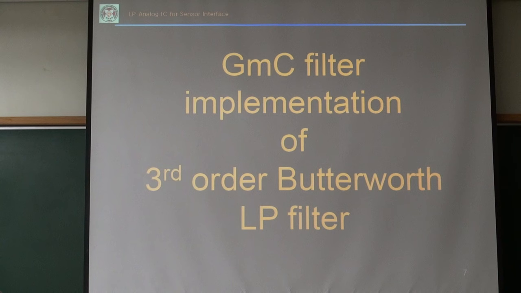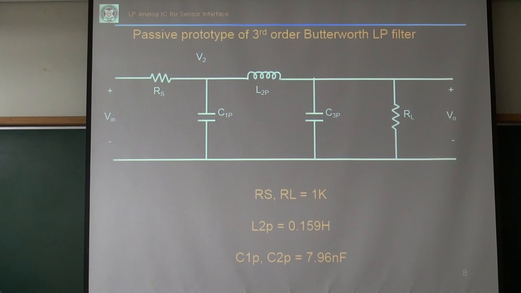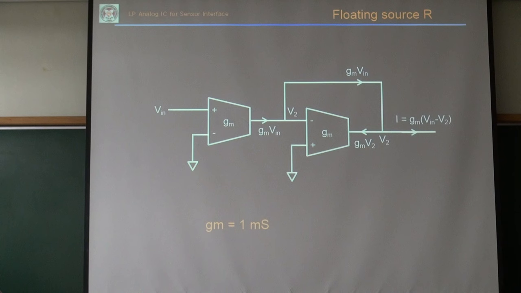Yeah, GM-C filter implementation. So we want to convert this passive prototype. Their resistance is 1K, inductor is this value. So this is input, this is output. The only thing of concern is this floating resistance and this floating inductor, okay? Then, this is for the floating resistance. See, I have a V in, and then this node is V2. You saw V2 here, right?